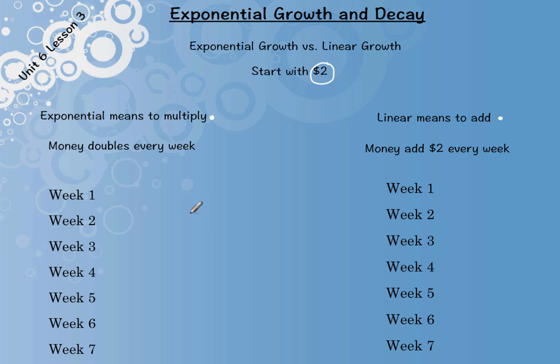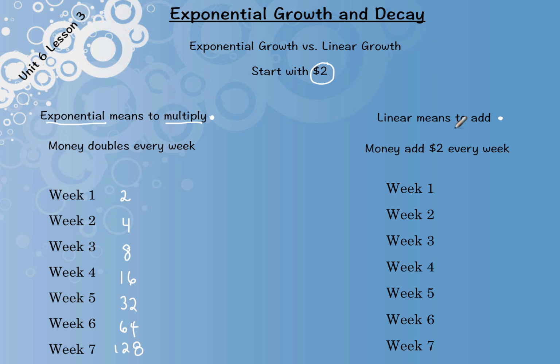Let's say your money doubles every week. That would be multiplying, and that's an example of exponential. So with week 1, you earned $2. Week 2, it doubles to $4. Week 3, it doubles to $8, and then the doubling keeps going, and as you can see, you get very high very quickly.